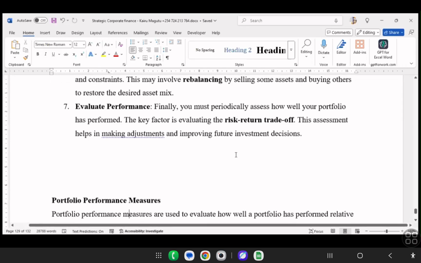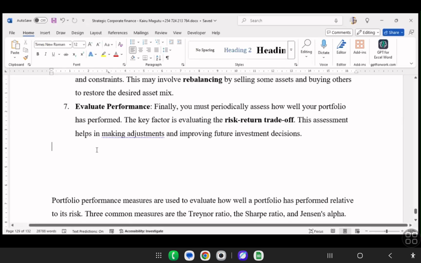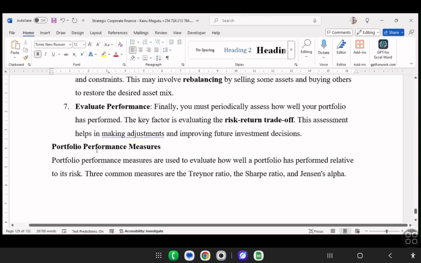And the last thing is evaluate the performance. That is, finally, you must periodically assess how well your portfolio has performed. The key factor is evaluating the risk-return trade-off. This assessment helps in making adjustments and improving future investment decisions. That is, evaluate the performance of a portfolio, and this is the one that I want us to explain. I want to explain the evaluation of the portfolio.